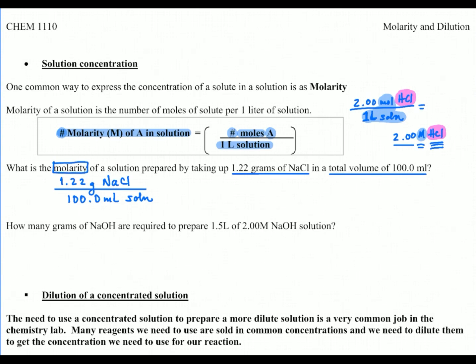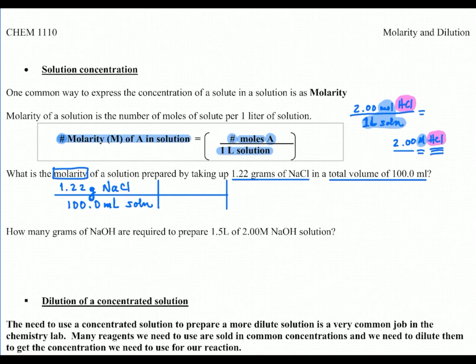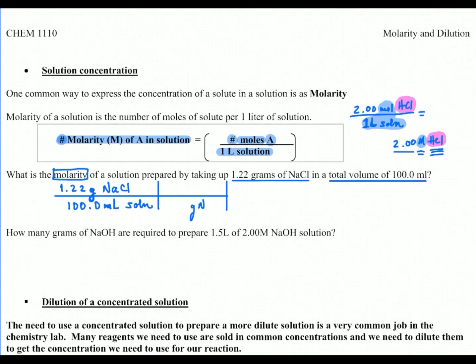Now, it wants molarity. Molarity we know to be moles per liter. So we have two jobs. We need to get grams to moles on top, and we need to get milliliters to liters on bottom. You can do these in whichever order you want. Does not matter, as long as you do both steps. So I'm going to first attack the numerator. So I need grams of NaCl to become moles of NaCl.